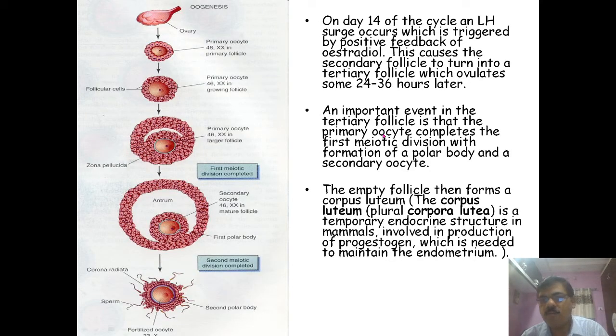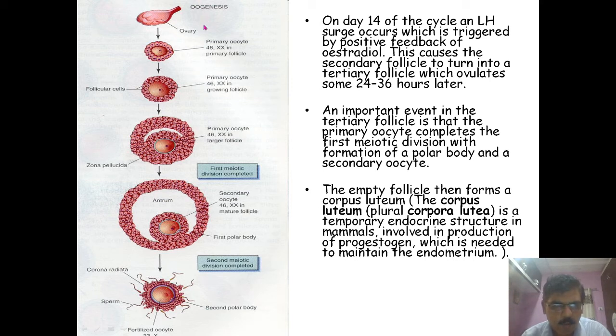On the 15th day of the cycle, the LH surge, a secretion from the pituitary, is triggered by the positive feedback of estradiol, and this causes the secondary follicle to turn into the tertiary follicle, which ovulates some 24 to 36 hours later. An important event in the tertiary follicle is that the primary oocyte completes the first meiotic division with the formation of the polar body and the secondary oocyte. The empty follicle then forms the corpus luteum, which is a temporary endocrine gland.